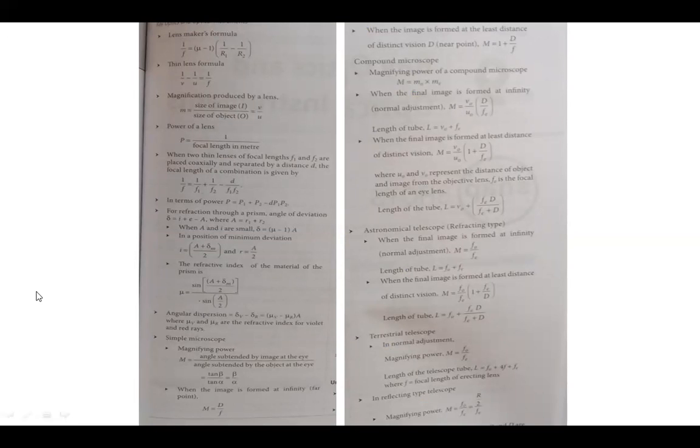So next is nothing but your lens maker formula. Lens maker formula is given as 1 by f is equal to mu minus 1 into 1 by r1 minus 1 by r2. Next, lens formula: 1 by v minus 1 by u is equal to 1 by f. Magnification produced by the lens: in mirror m is equal to minus v by u, but here it is v by u, plus instead of minus.